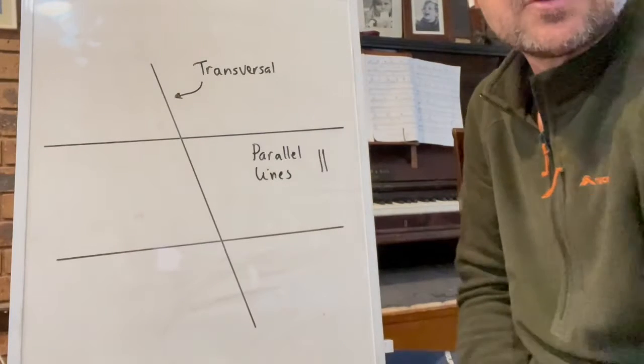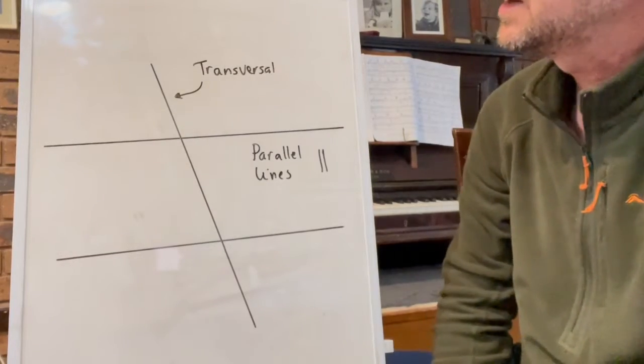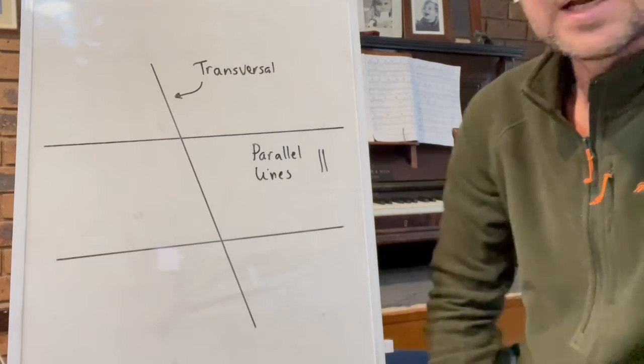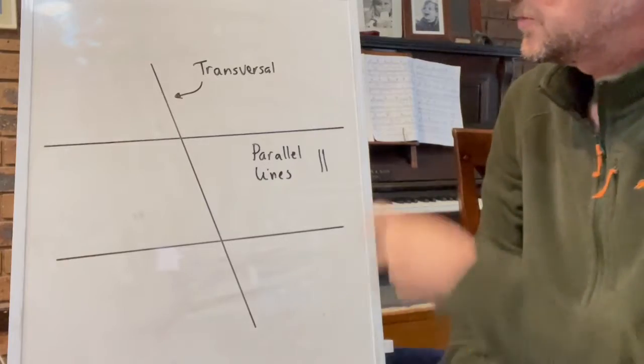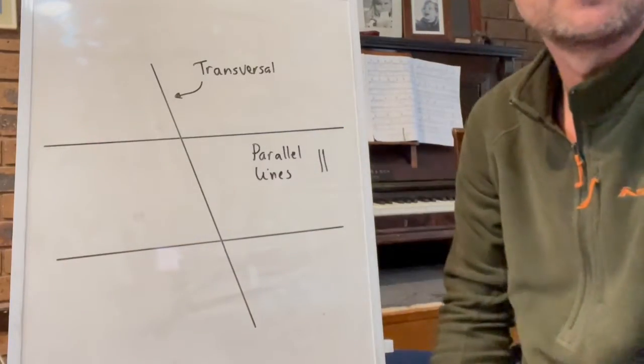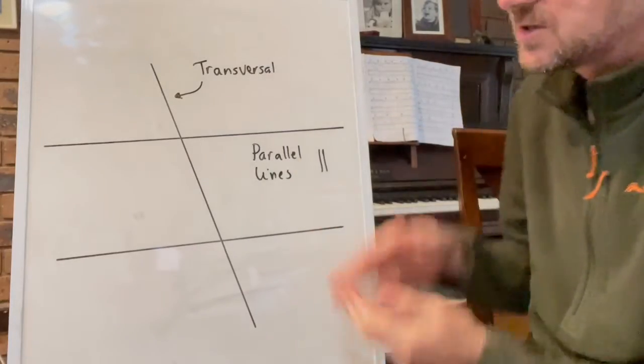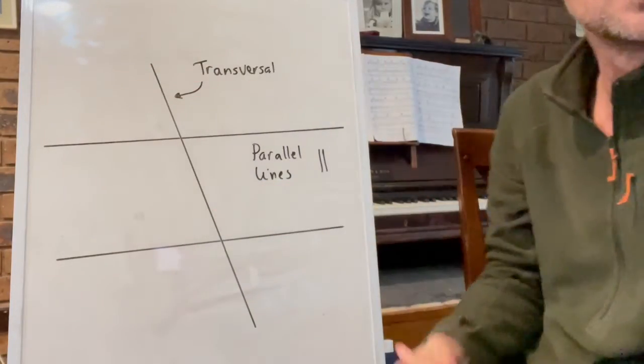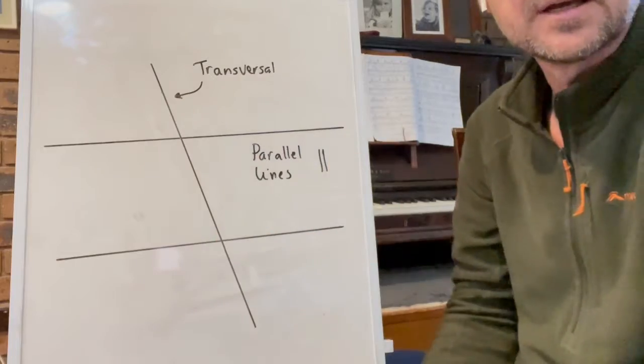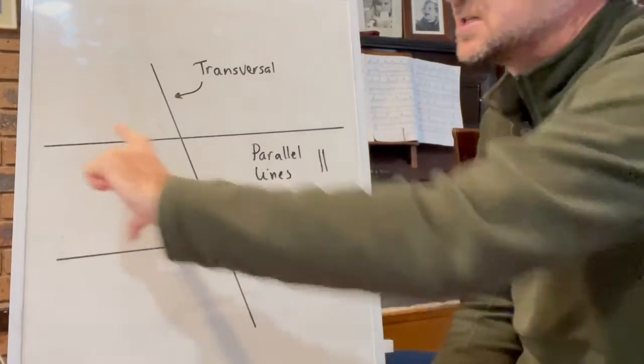Today we're going to look at parallel lines and how these function in regards to angles. So parallel lines, these two lines here are parallel, and what that means is that they are an equal distance apart from one another. If those lines continued on in either direction, they're never going to cross over, okay? So they are always the same distance apart.